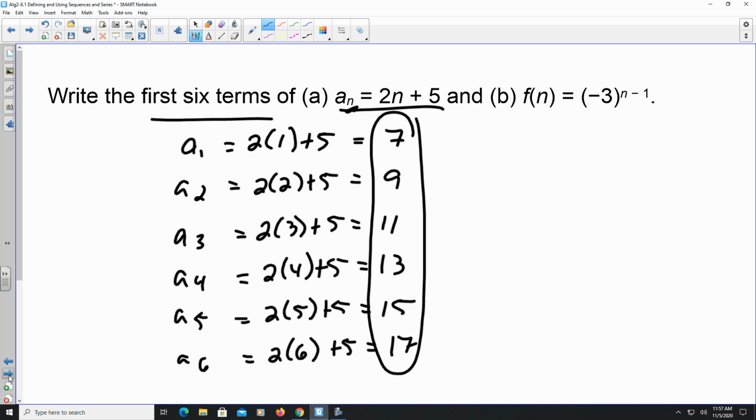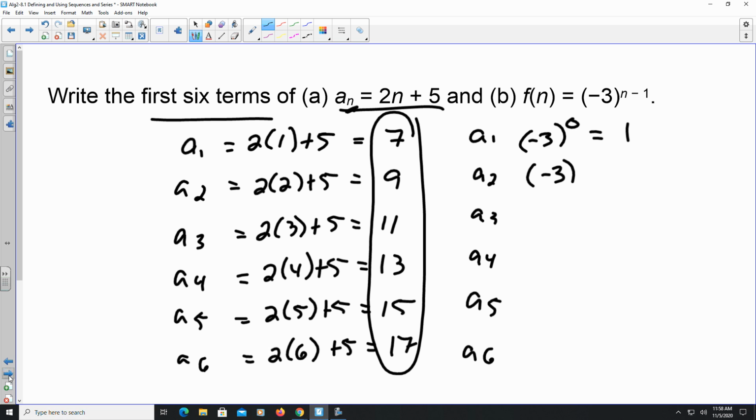Looking at part B, again, just go a sub 1, a sub 2, a sub 3, a sub 4, a sub 5, a sub 6. Here I get negative 3, and then since it's going to be to the n minus 1 power, that's going to be to the 0 power, this is going to be 1. Here I get negative 3 to the 2 minus 1, so that's 1. That's going to be a negative 3.